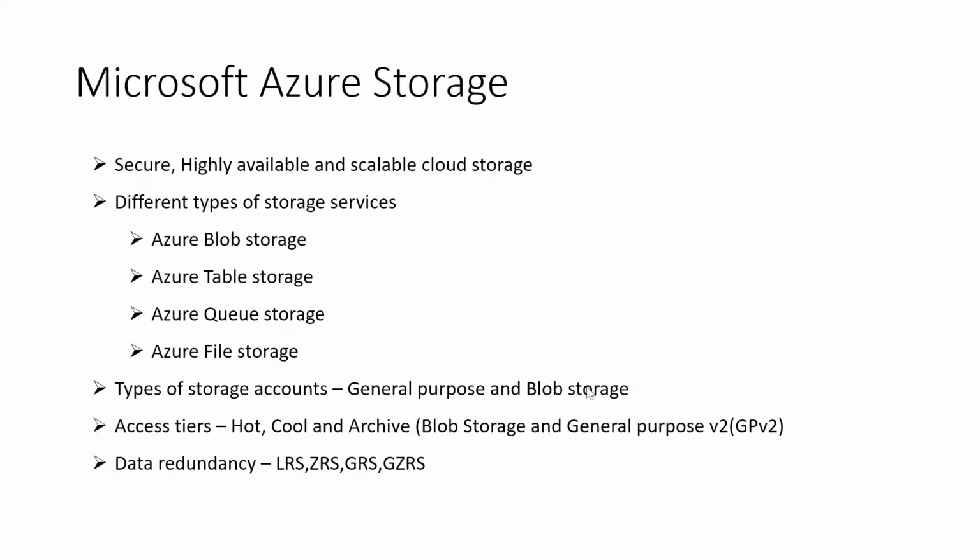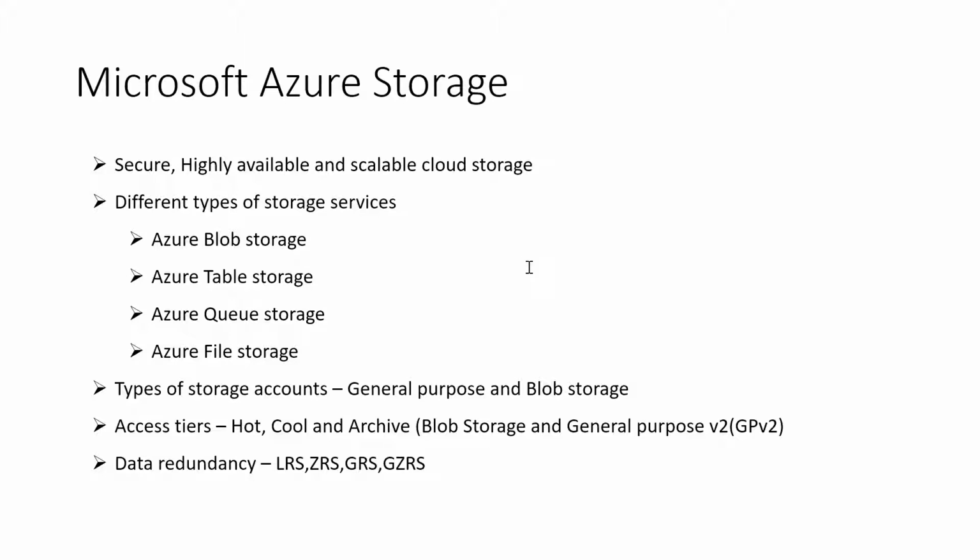Now, when it comes to data redundancy, there are also multiple options available to ensure that your data is safe and available, and that multiple copies of the data are available. So we have redundancy options: LRS, ZRS, GRS, and GZRS. So what are these different options?